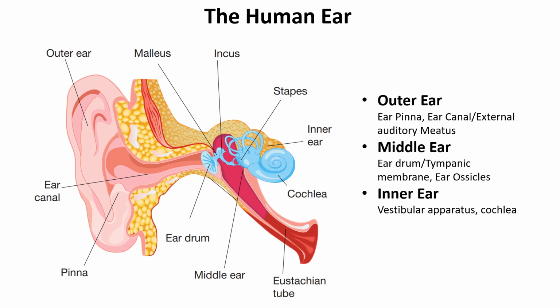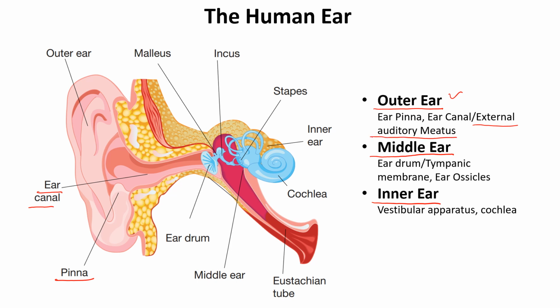The ear consists of 3 different parts: the outer ear, the middle ear, and the inner ear. The outer ear is the part of the human ear that we can see from the outside. The outer ear consists of the ear pinna and the ear canal, which is also known as the external auditory meatus.